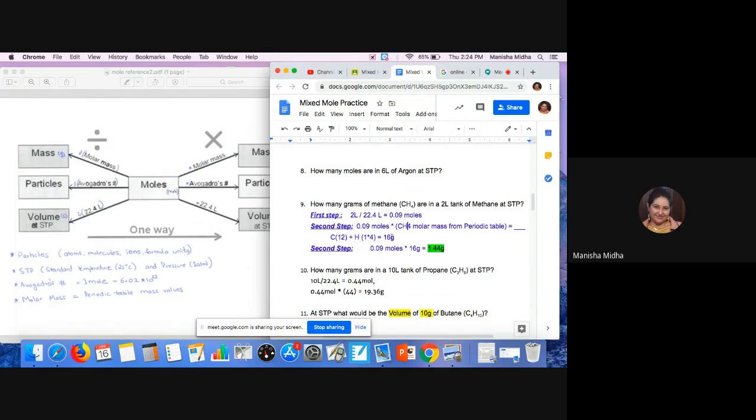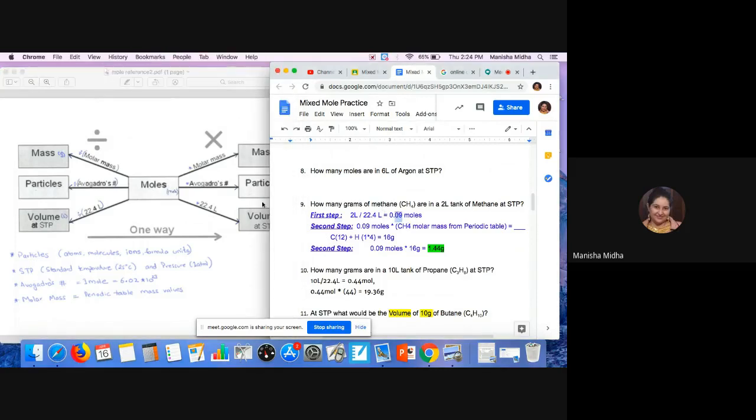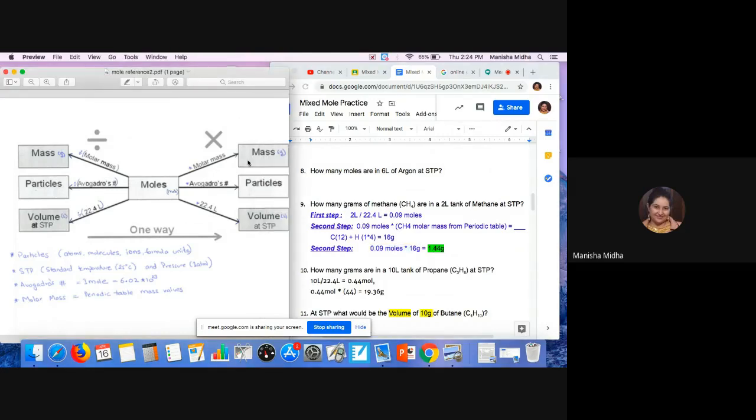12 plus 4, 16. So the second step, back here again, moles to mass, you multiply the given moles, 0.09 moles, by 16. So here I'm multiplying 0.09 moles and 16, and I reached mass. So what this roadmap is doing for us, it's making the decision whether to divide, what to divide with, and where to begin and where to end.